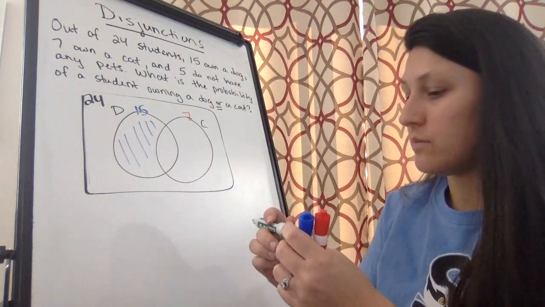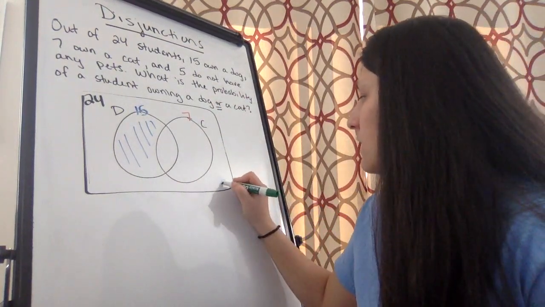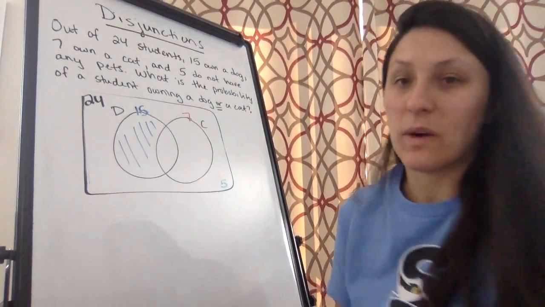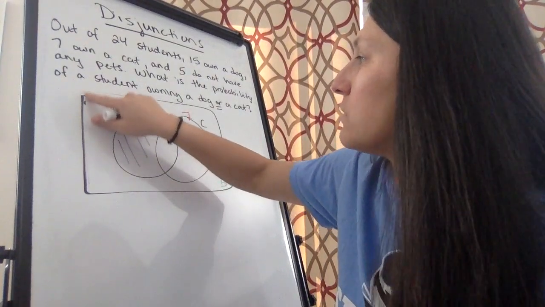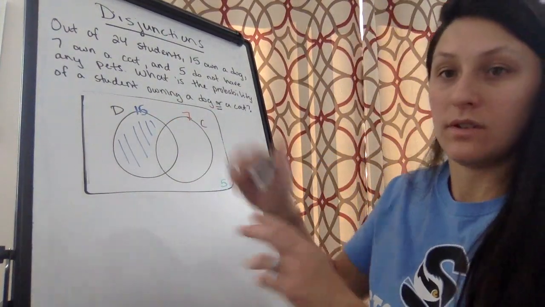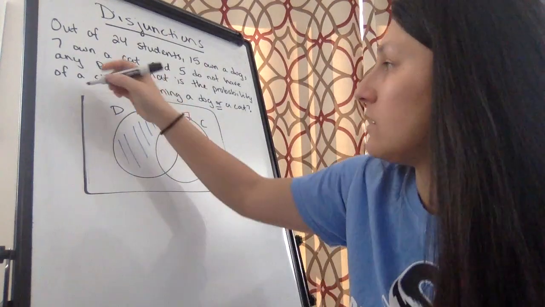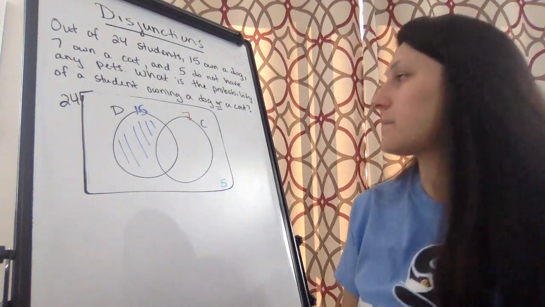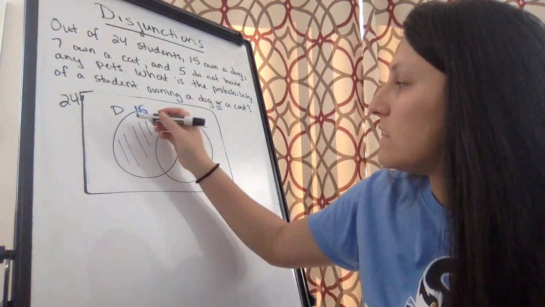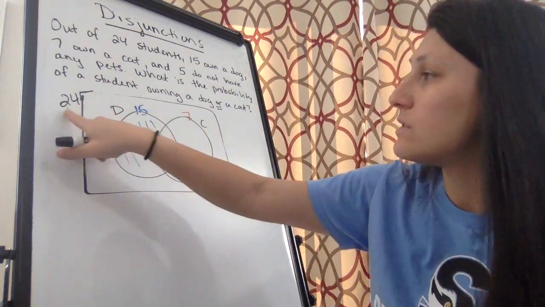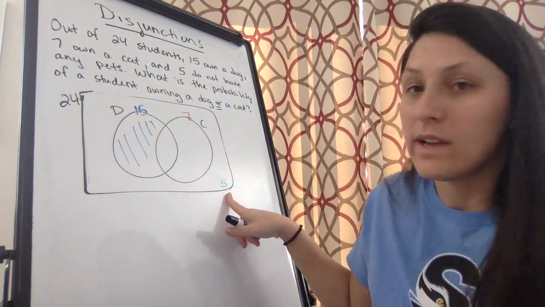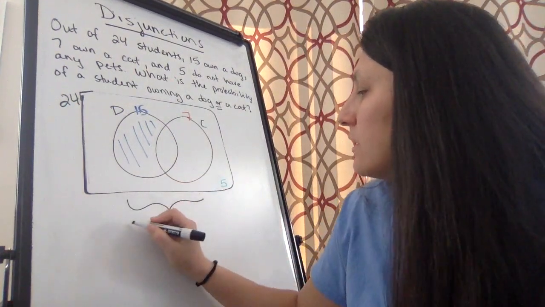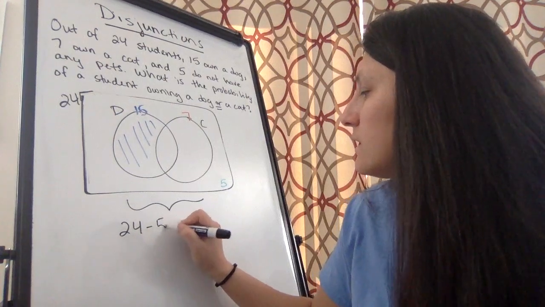So we can put those 5 people outside of the circle somewhere. Maybe we'll put the 24 on the outside so we know that the whole square should add up to 24. But there are 5 students who don't own either a dog or a cat, so they won't be in the circles. All right, so the total of everything in here should be 24. That means for the people just inside this Venn diagram, if you subtract 24 minus 5, we get 19. So just in the Venn diagram, there should be 19 people.